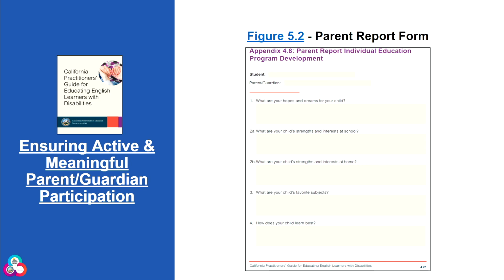Sometimes it can be challenging to know exactly what to ask. So with that in mind, the practitioner's guide has included Figure 5.2, which is Appendix 4.8 from Chapter 4. This is a parent report for the IEP development. If you are looking for a way to mine information from a parent but don't know exactly where to start, this is a great form to do so.